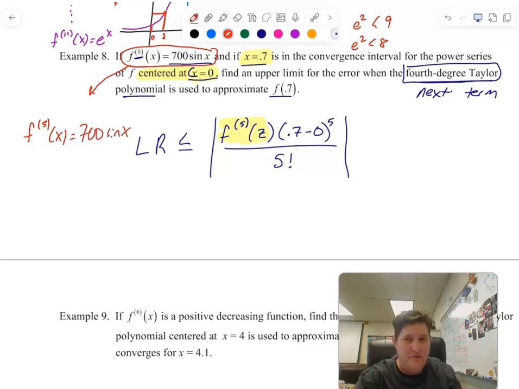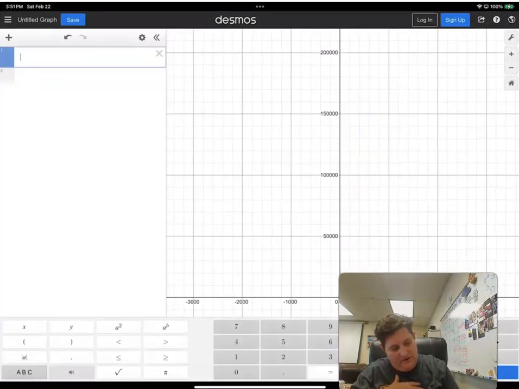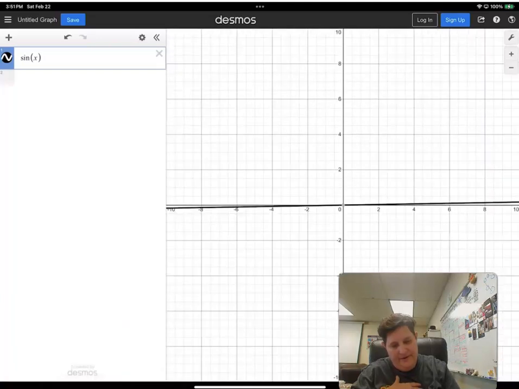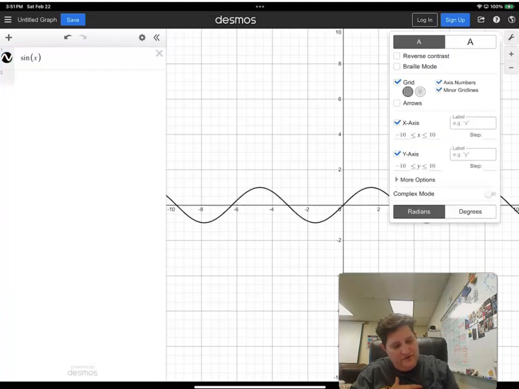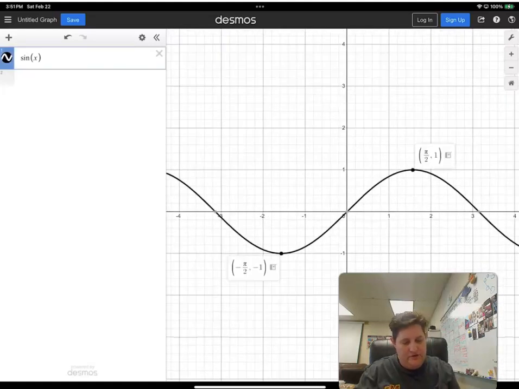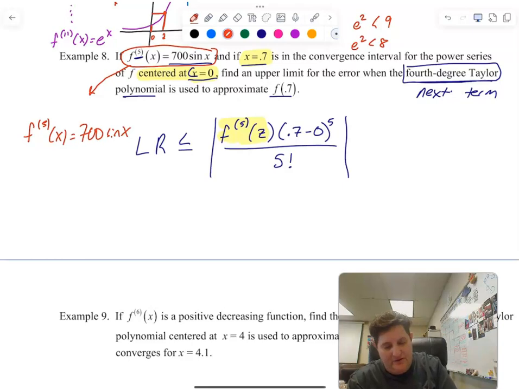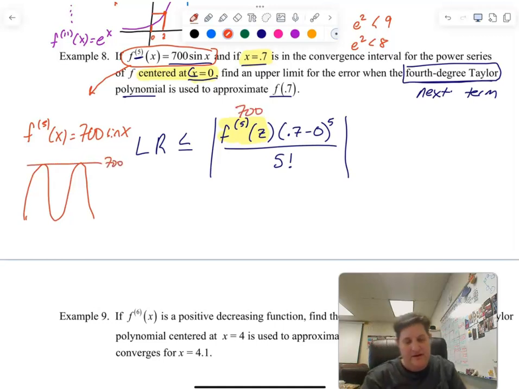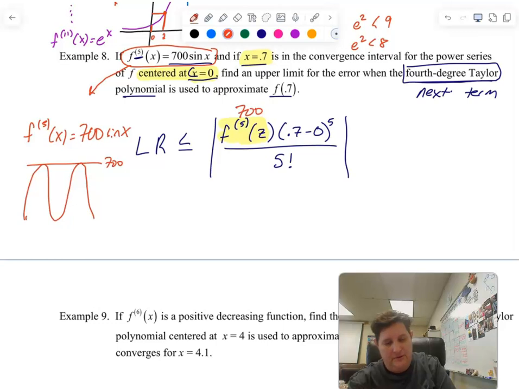Now a real fast way to do it would be: where does sine maximize? Well, you guys know that sine is contained between -1 and 1. I mean, we can put this on Desmos and look at sine really quickly. I wouldn't change this to degrees earlier. Okay, anyways, there we go. You can see that sine never goes higher than 1 and never goes lower than -1, which means that 700 sine x never goes higher than 700. So I could use 700 right there and I'm good to go. Now, is that the most approximate? Probably not, but there we go, 700.